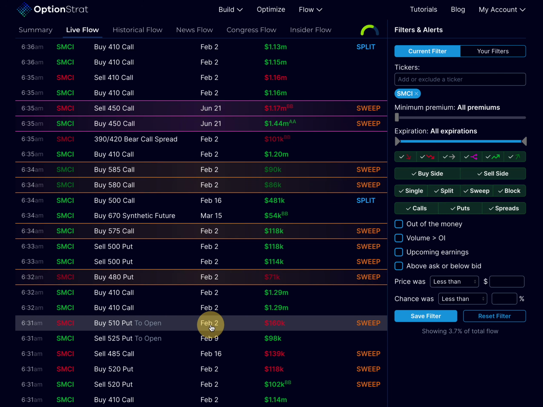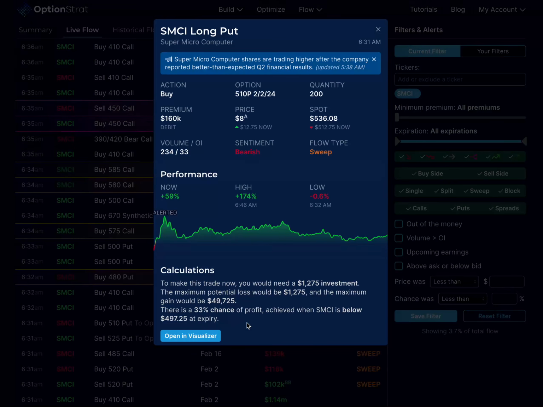So somebody has an opinion about this underlying, and they think their opinion is going to play out in a very short amount of time. So if I want to see more about that trade, I can simply click on it. I get all the information here. It shows this is a long put in SMCI, which is Super Micro Computer. Here's some news that's out on it.